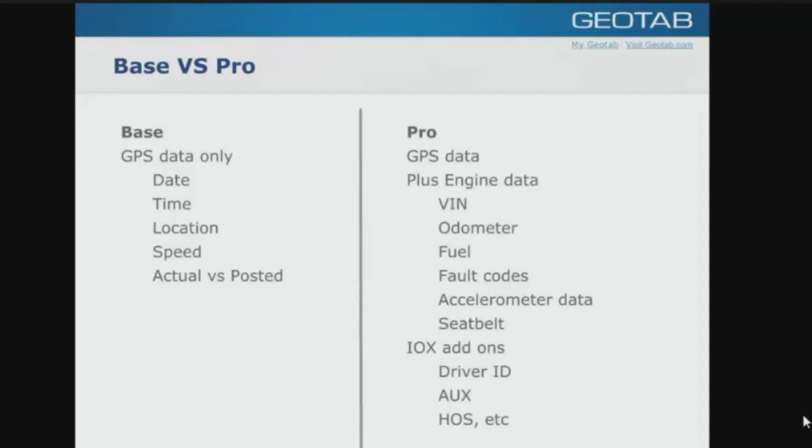Okay? When I have the pro data, I have all of this GPS data, plus I have the engine data. And again, VIN, odometer, fuel, fault codes, the accelerometer data, the seatbelt data, all of this is what we include within our engine data. If I want to have any IOX add-ons, the driver keys, AUXs, HOS, Garmin, any of that, it has to be under the pro level of the data set.